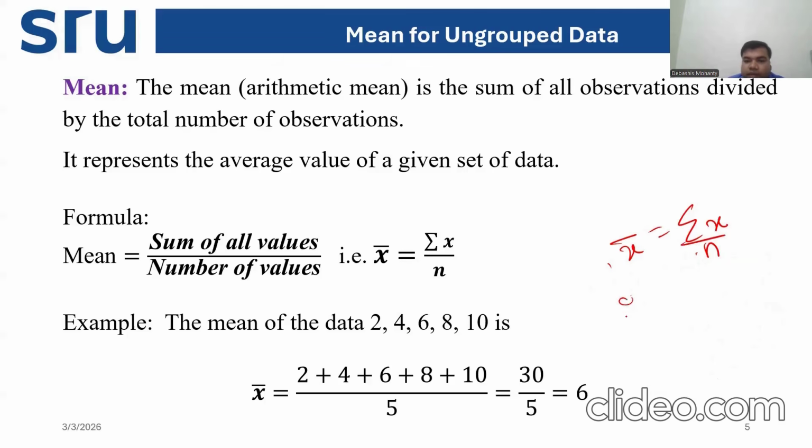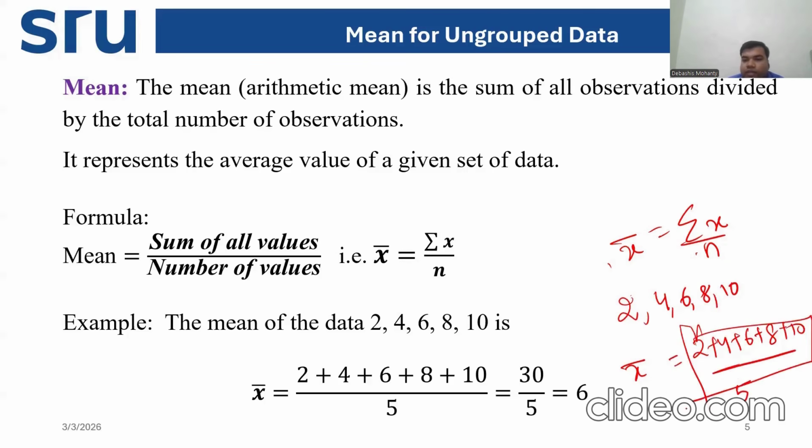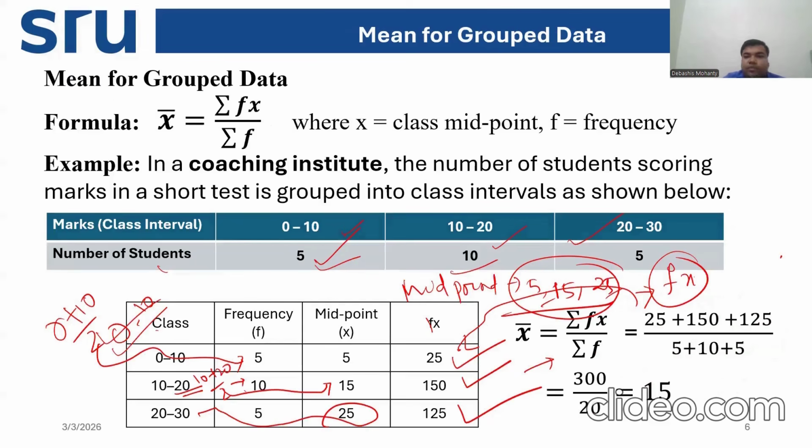Here the data is given. One example: 2, 4, 6, 8, and 10. We can find the x bar value: 2 plus 4 plus 6 plus 8 plus 10 divided by the number of observations, which is 5. So we get the result as 6. This is a very simple method by which we can calculate the mean of ungrouped data. But the important thing is how to compute the mean of grouped data. A long question will come based on this concept, so let's see. That is very important.